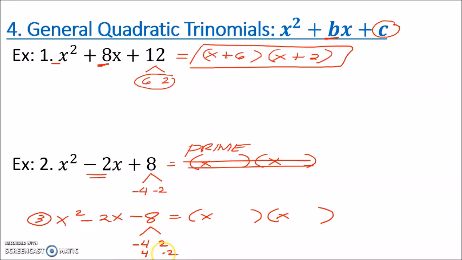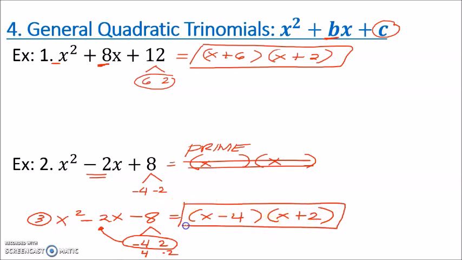Alin kaya sa dalawa ang magbibigay ng negative 2 na sum? So, we have negative 4 plus 2 is negative 2. 4 minus 2 is positive 2, so therefore we take this one. Okay? Kasi siya yung magne-negative 2. So we have x minus 4 and x plus 2. So ito yung factored form niya.